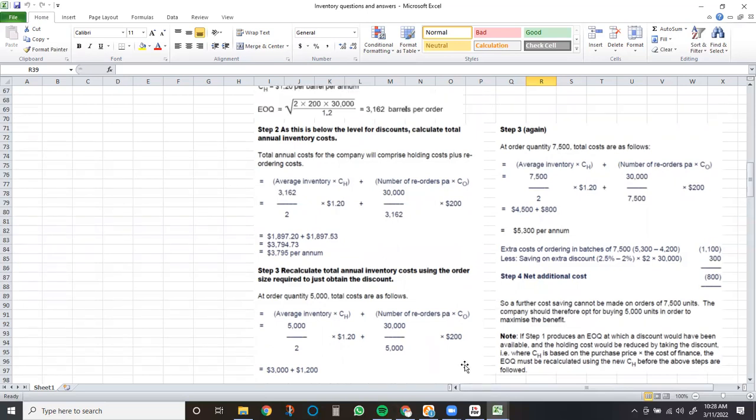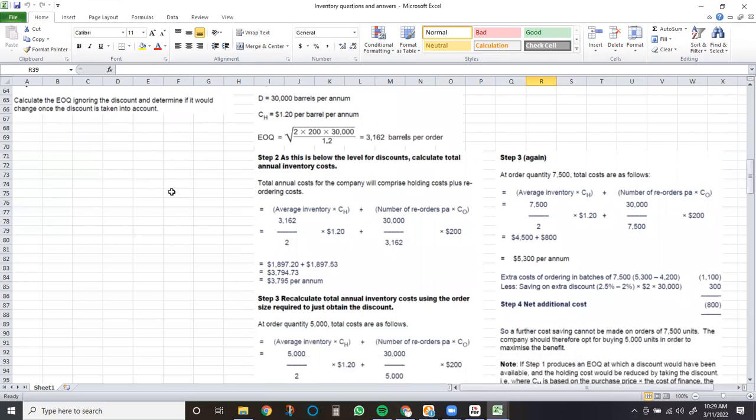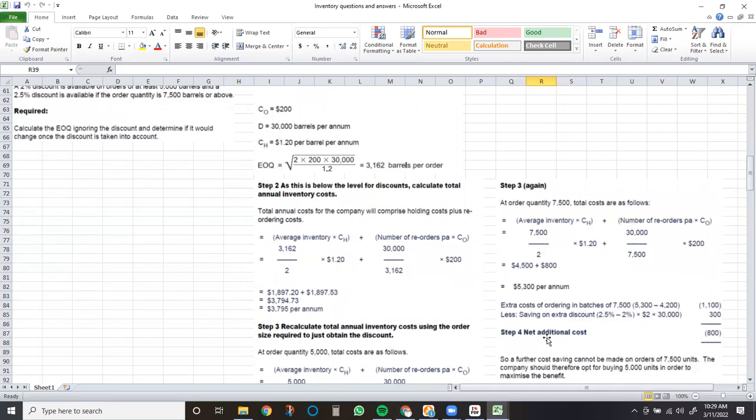Now, because what the question asks: calculate the EOQ ignoring the discount and determine if it will change once the discount is taken into account. If step 1 produces an EOQ at which a discount would have been available and the holding cost would be reduced by taking the discount, where CH is based on the purchase price times the cost of finance, the EOQ must be recalculated using the new CH. Because remember, as I told you, the holding cost could be tied to the purchase price, as we saw in the handout illustration, but here it wasn't.